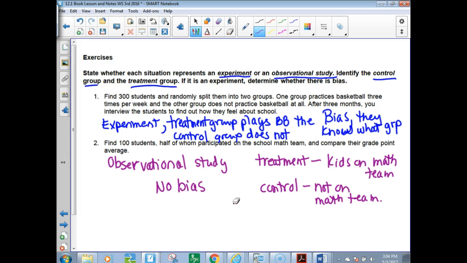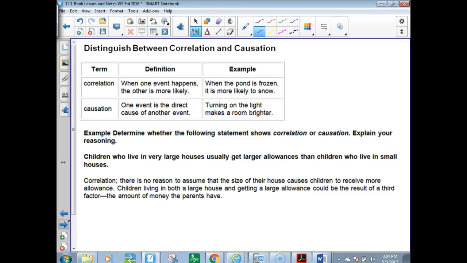Now, compare their grade point average. I'm thinking they're implying something there, but not necessarily true. Okay. Not all math students do well in every class, do they? Just because they're good at math doesn't mean they're good at everything. But often it is true. Well, anyway. All right, distinguish between correlation and causation.